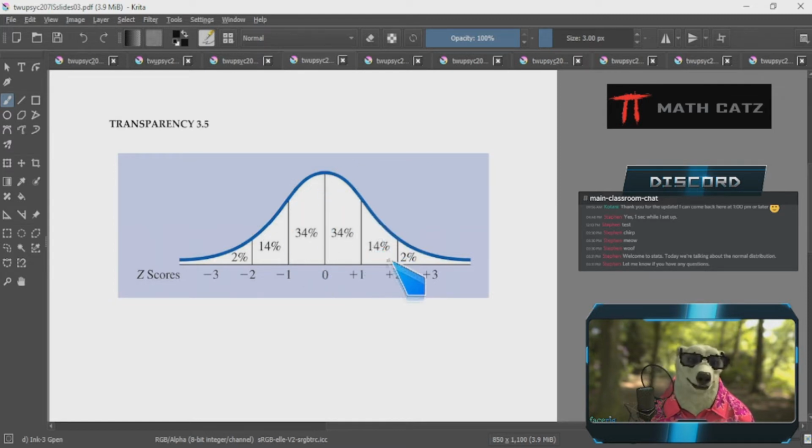We have the symmetry. 14% fall into the range between 1 and 2 standard deviation steps, and 2% fall beyond 2 standard deviation steps. It's very rare to be that far away from the mean, but a small percentage do exhibit that behavior. So what do we get if we add these up, for example? We get 68, whoops, I'm writing on something weird. We get 68% fall within 1 standard deviation of the mean.